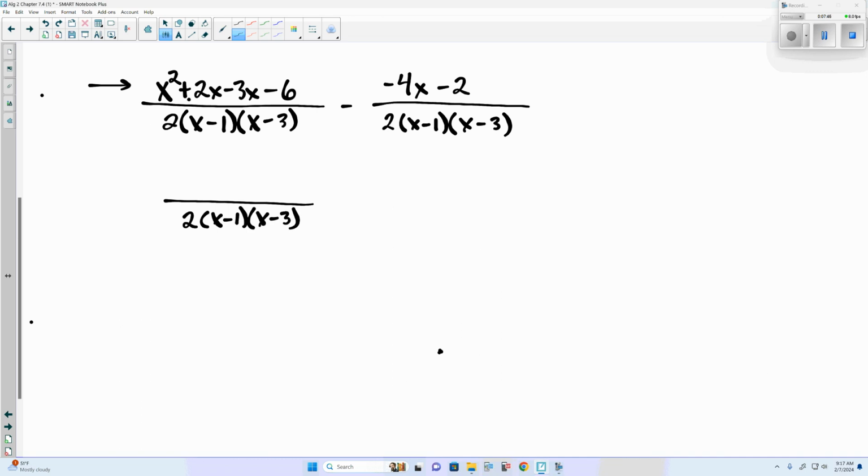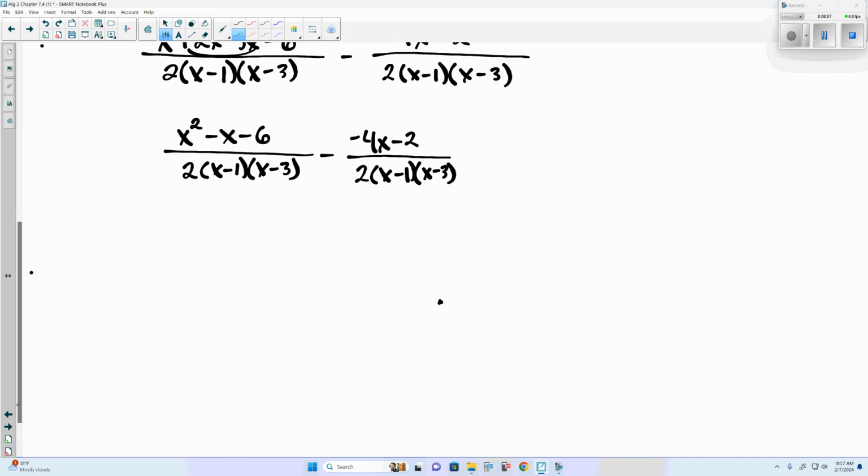Now for the left-hand side, we do have like terms. X squared does not, but our 2x minus 3x is negative x, minus 6 minus... Questions on how we got to this point.